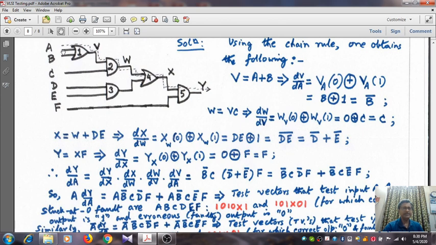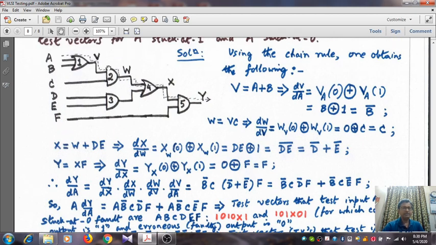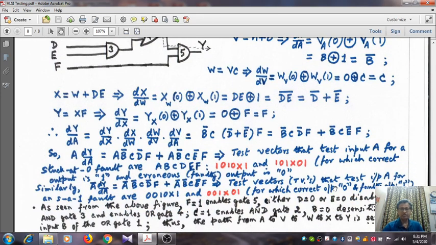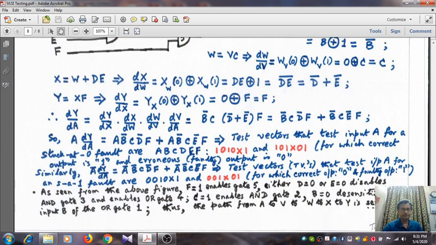Is 0. But if A is stuck at 1, then even though you have applied input 0, as this is stuck at 1, so this will be like a 1. So for the fault, the faulty output will be 1. Okay, that's why I have written correct output is 0, but faulty output is 1.